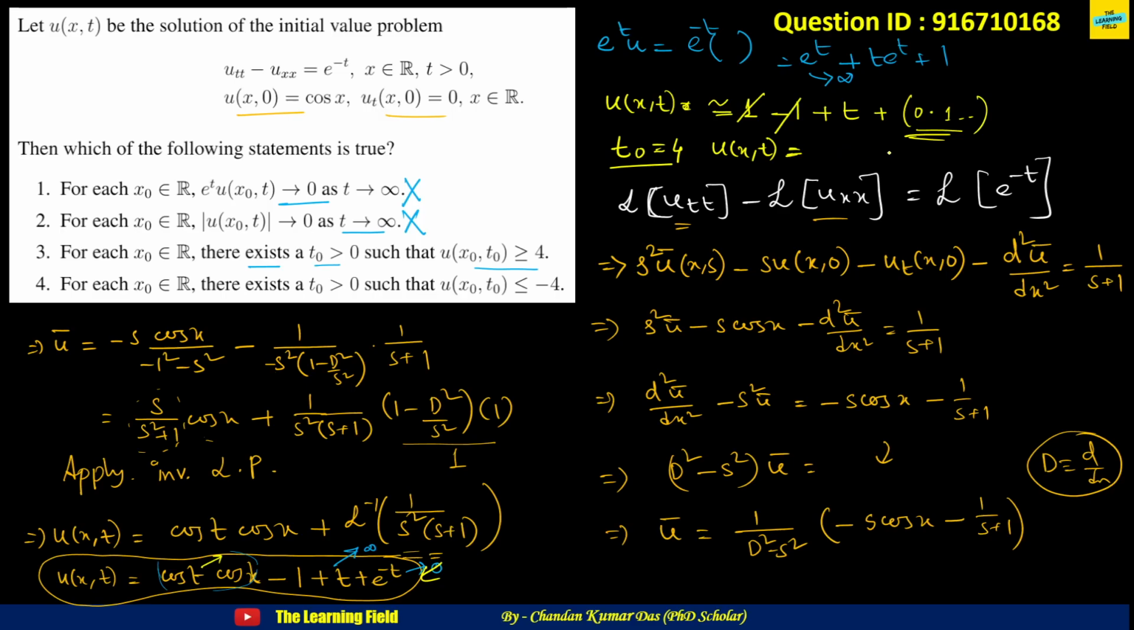Which is greater equal to 4 only. Fine, 4 point something which is greater equal to 4. So this is true, because there exists such a t naught, so we can say this option is true. But less equal to 4 does not happen, so options 3 and 4 are similar. For t equal to t naught we cannot get this value less equal to 4. Therefore option 3 is correct here.